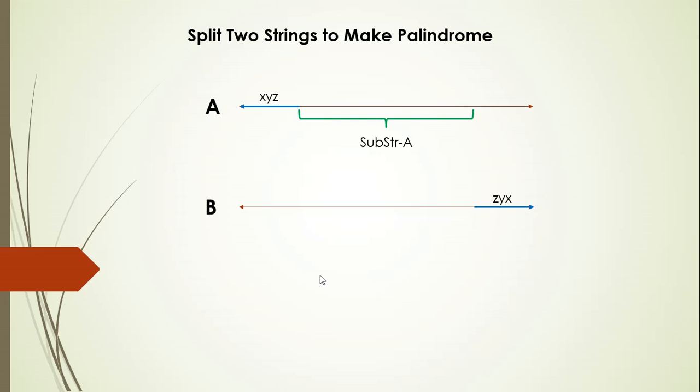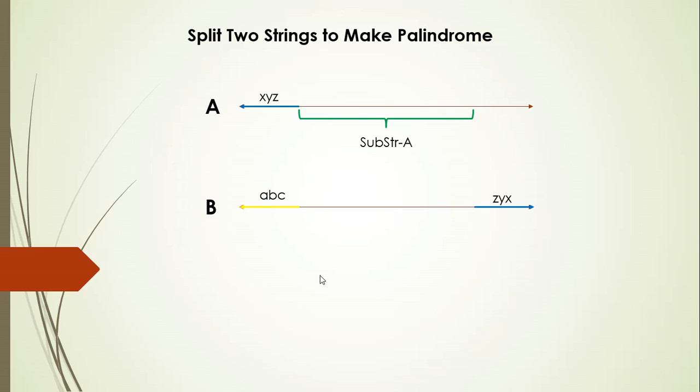So both the cases: you can append xyz to b, that is xyz of a prefix of a, xyz to b, or you can append suffix of b, which is zyx, to a of xyz plus substring of a. So in both the cases you can check for a palindrome. Similarly, we need to check the other way around.